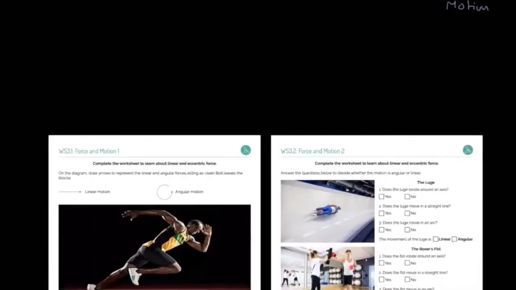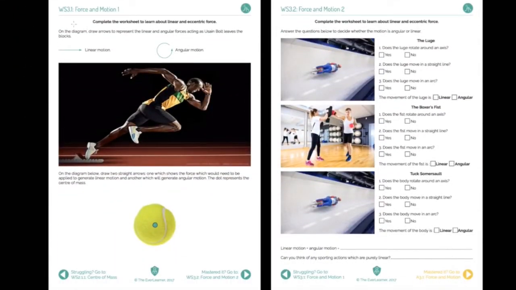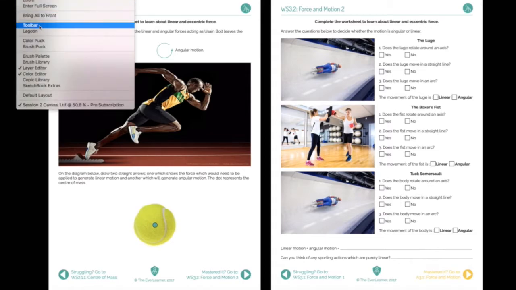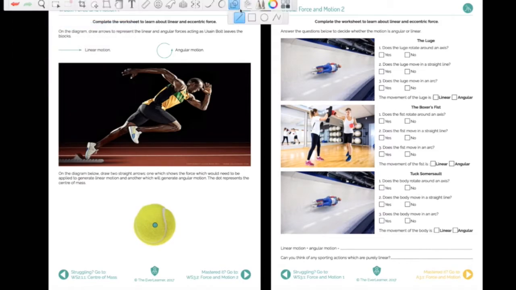Let's move it on. We are going to talk about general motion in a moment. But 3.1 here, force of motion. On the diagram, draw arrows to represent the linear and angular forces acting as Usain Bolt leaves the blocks. So we're looking at Bolt here in his acceleration phase. What is it about him that moves with all parts of that part of the body moving in a straight line or a curve? And we've only got a couple of parts. Let me put my toolbar back on again. We've only got a couple of features really. So let's take a white line.